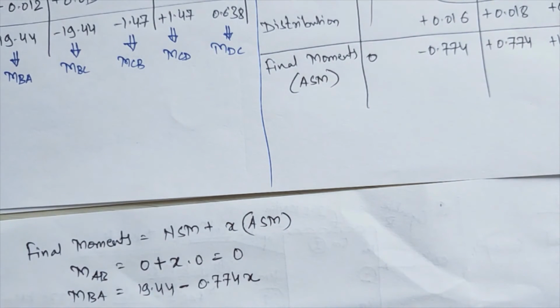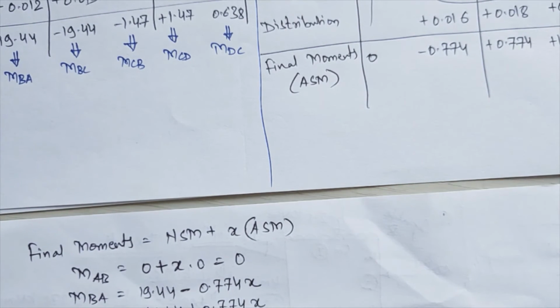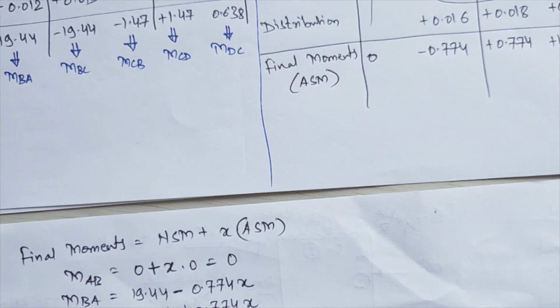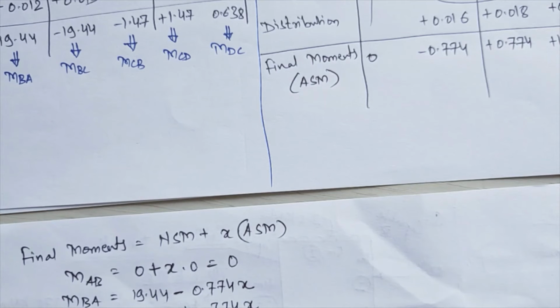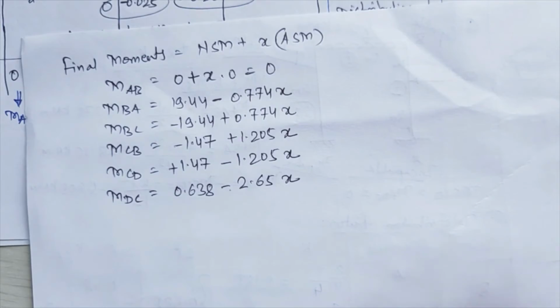Okay. After that again BC I am getting as minus 19.44 plus 0.774 of x from the assumed sway moments. Then next is minus 1.47 plus 1.205 times x. Next I am getting plus 1.47 minus 1.205 times x, and last I am getting 0.638 minus 2.65 times x over there. So these 5 relations I am getting here.